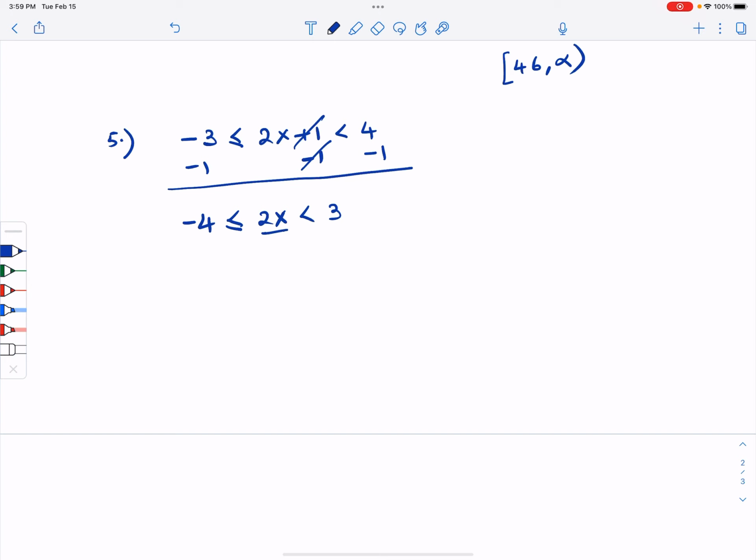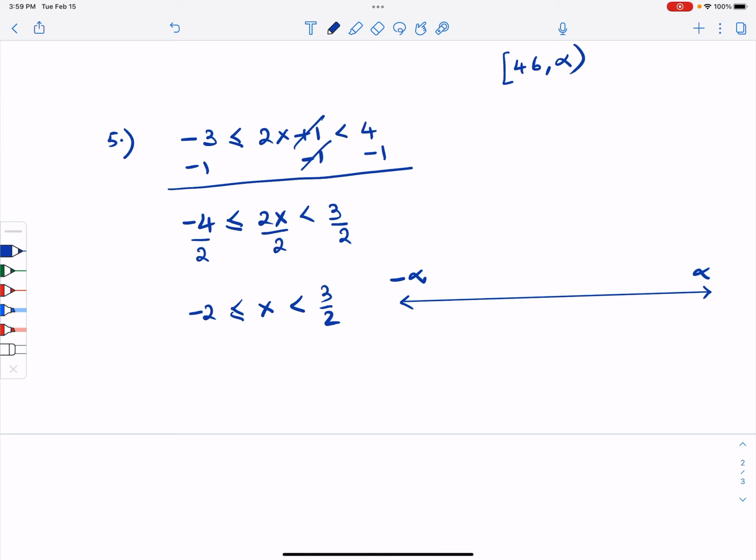Okay, now I'm going to divide everything by 2. So that gives me negative 2 less than or equal to x less than 3 over 2. All right, so that pretty much is where you stop for this one. So now let's take a look at what this starts to look like on a number line.